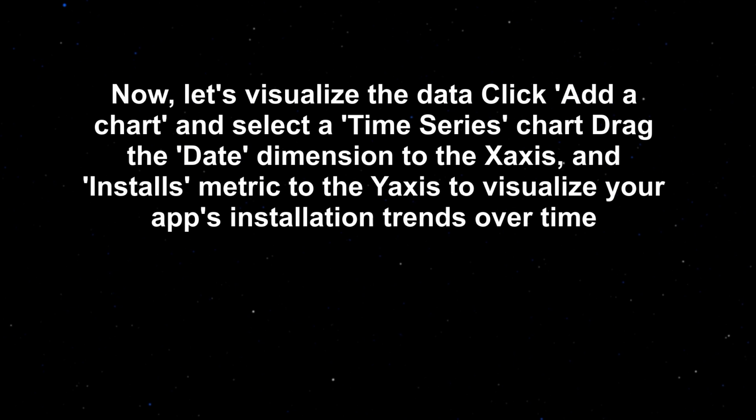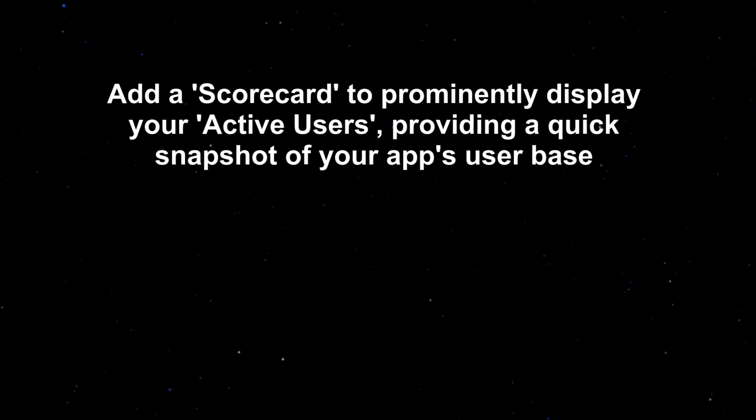Now, let's visualize the data. Click add a chart and select a time series chart. Drag the date dimension to the x-axis and installs metric to the y-axis to visualize your app's installation trends over time. Add a scorecard to prominently display your active users, providing a quick snapshot of your app's user base.